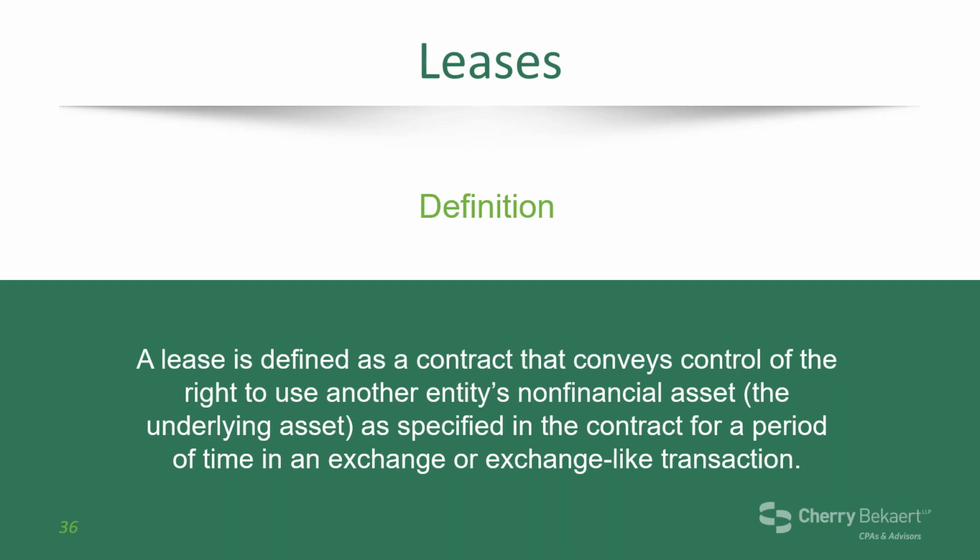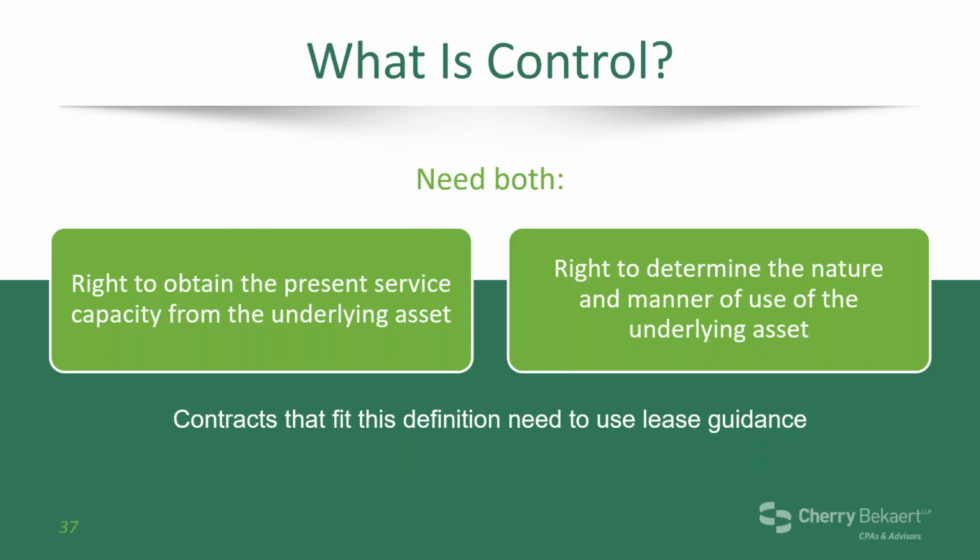And let's also further define control. To determine whether a contract conveys control of the right to use an underlying asset, the lessee needs to have both the right to obtain the present service capacity from the underlying asset and the right to determine the nature and manner of use of the asset. For example, a lessee would have control over a leased vehicle if they get to decide who drives the vehicle, when the vehicle gets driven, where the vehicle is driven, etc.